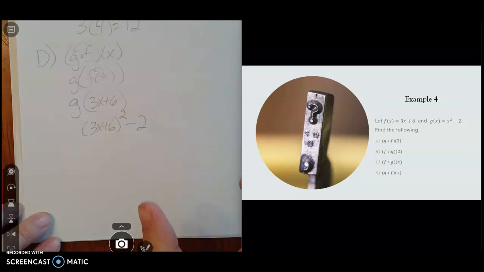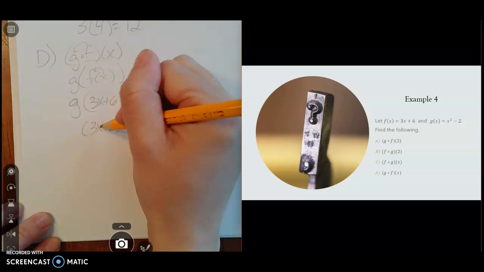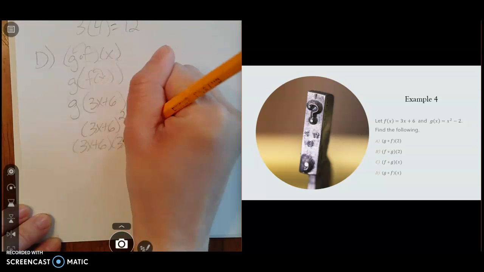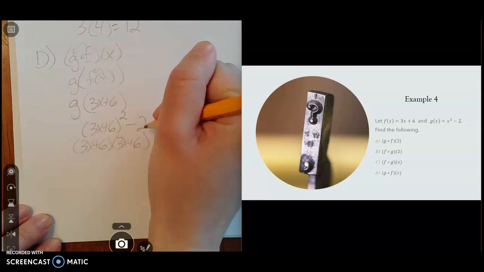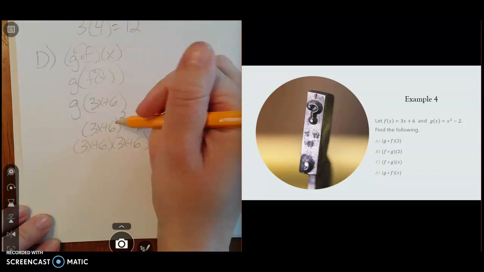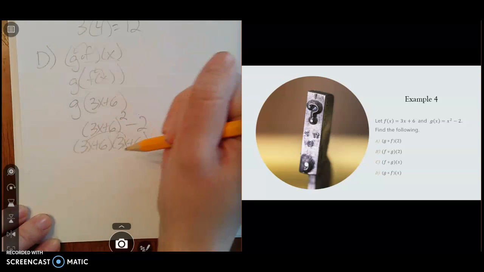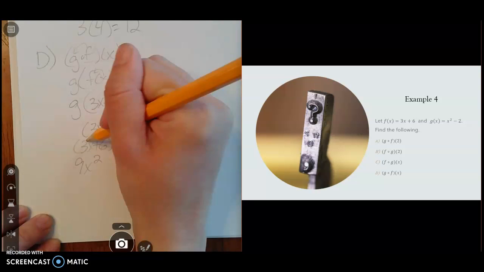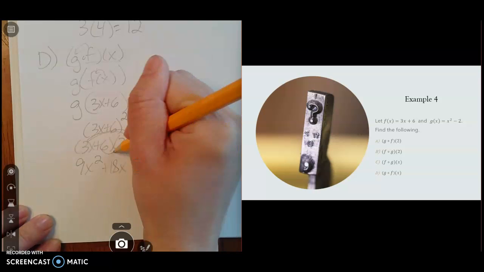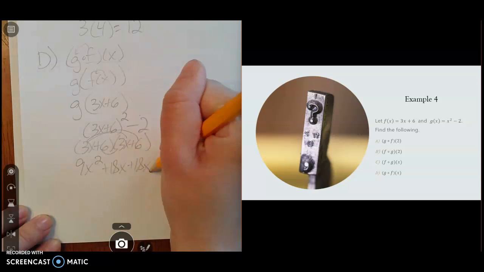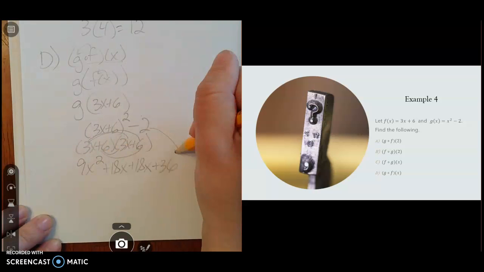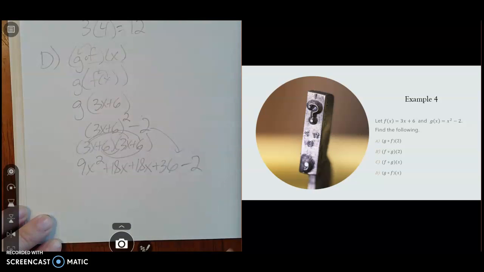All right, little refresher here. Remember that 3x plus 6 squared is the same thing as 3x plus 6 times 3x plus 6. That's the whole thing squared. So it's that parenthesis multiplied by itself twice. We do have to distribute. So we're going to do 3x times 3x, which is 9x squared. We're going to do 3x times 6, which is 18x. We're going to do 6 times 3x, which is another 18x. And 6 times 6, which is 36. And I'm not going to forget my minus 2 here. We'll bring it down along with everything else.